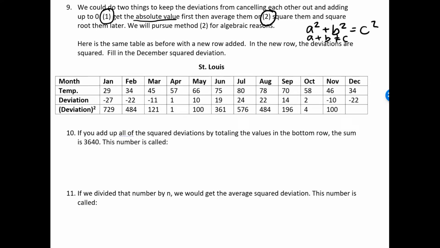Now here is the same table that we had before for St. Louis, but now it has another row added to it. So we have the month, the monthly normal temperature, the deviation for that month from the mean, and then we have this new row where the deviations are squared.